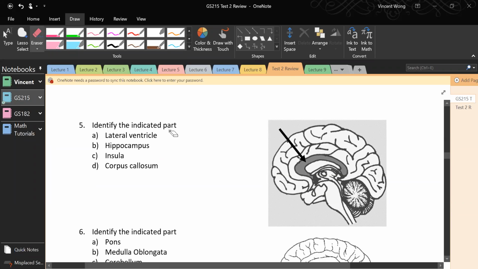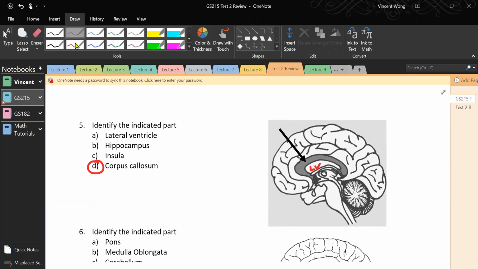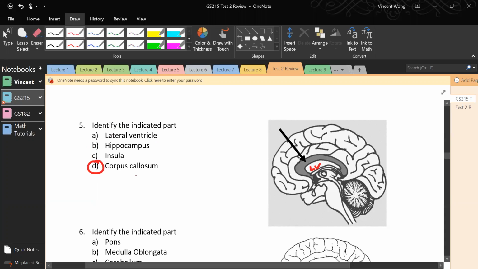Identify the indicated part. Okay, so you will most definitely see something like this. I'm pointing to this structure. What is that? Well, here is the lateral ventricle, and sitting on top of it like a crown is the corpus callosum. Okay, and the corpus callosum is responsible for communication between the hemispheres. Left and right hemispheres communicate with each other through the white matter, the corpus callosum.